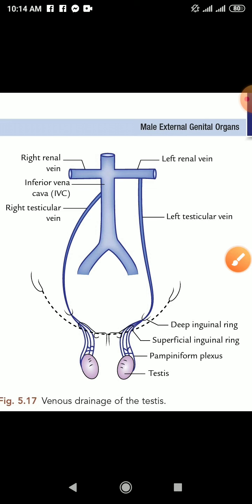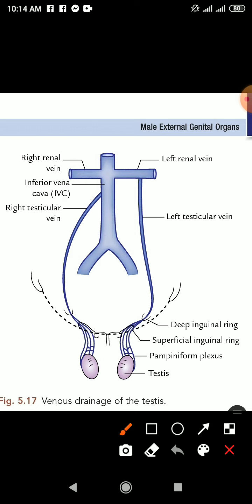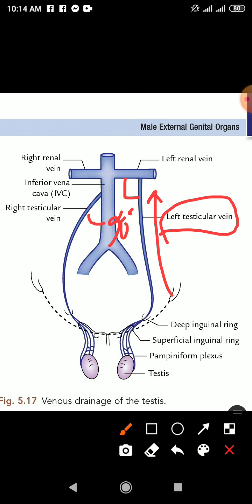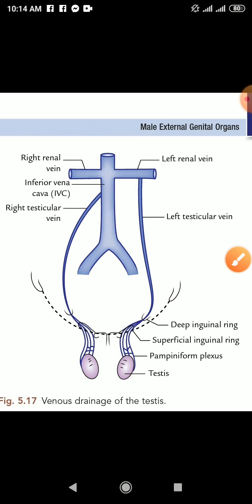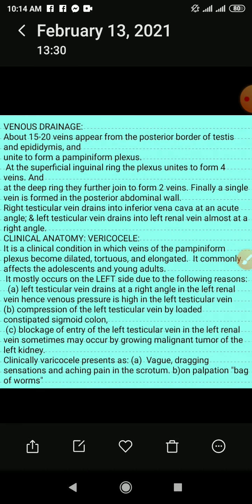Look at the drainage of the vein. The right testicular vein drains into the inferior vena cava at an acute angle, but the left testicular vein drains into the left renal vein at a right angle, that means 90 degrees. So the left testicular vein has to work against a great pressure. This correlates with a clinical anatomy condition known as varicocele. It is very common in the testis.